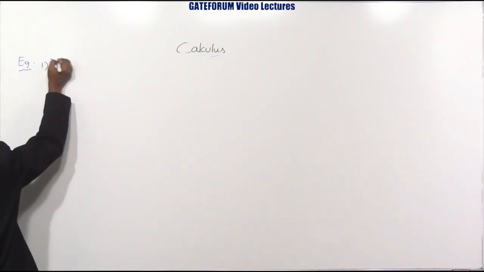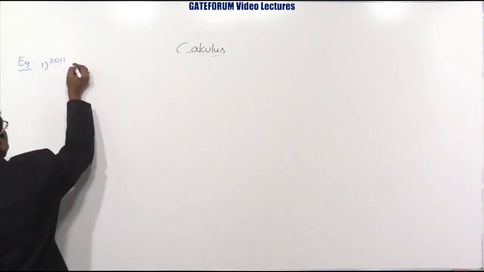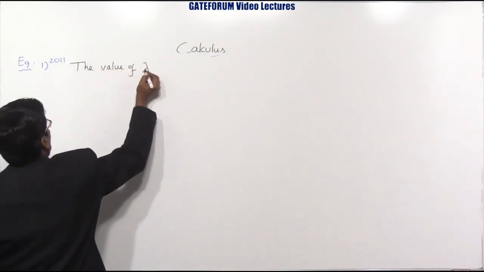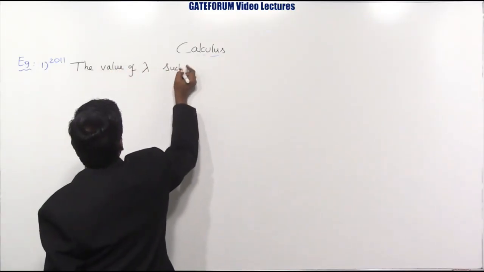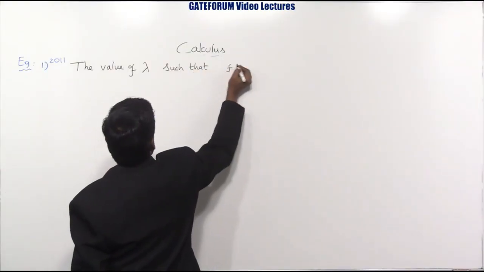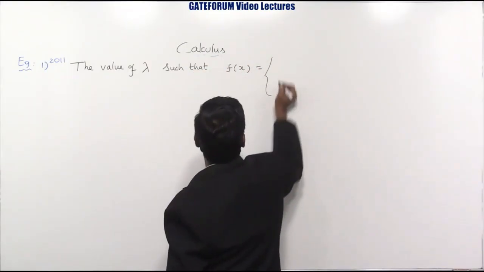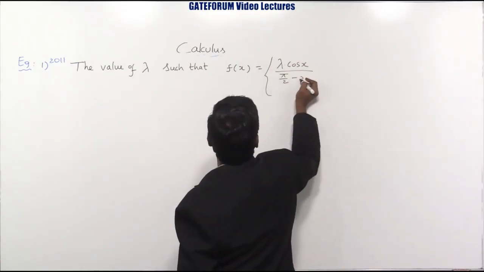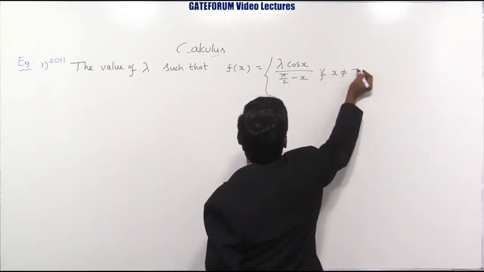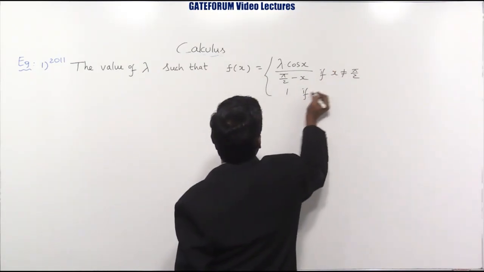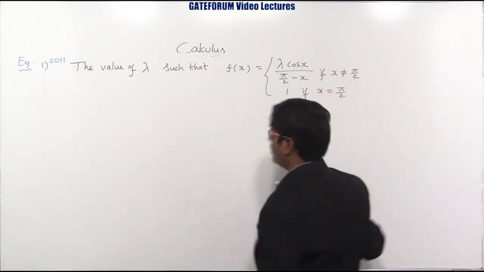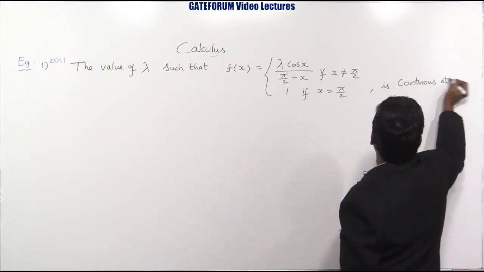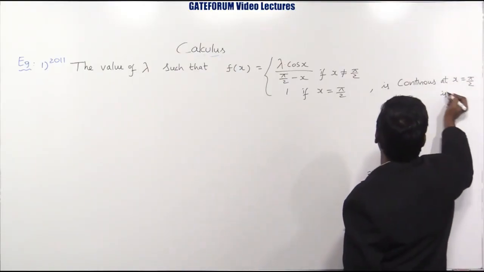Example 1. This question is from 2011. The value of lambda such that f of x is equal to lambda into cos x divided by pi by 2 minus x if x not equal to pi by 2, is equal to 1 if x is equal to pi by 2, this is given continuous at x is equal to pi by 2 is dash.